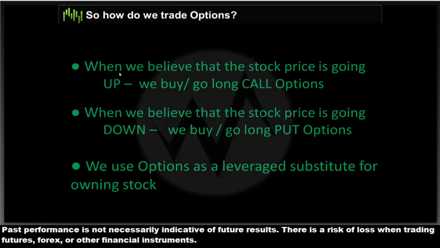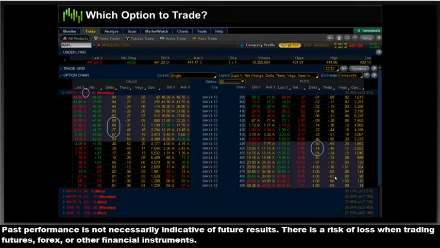Basically, when we believe that the stock price is going up, we buy or go long call options. When we believe that the stock price is going down, we buy or go long put options. It's very straightforward. Basically, what we're doing is utilizing options as a leveraged substitute for owning stock. This is one of those aspects, leverage, that we're taking advantage of. The next question that comes to mind is, which option do we trade?